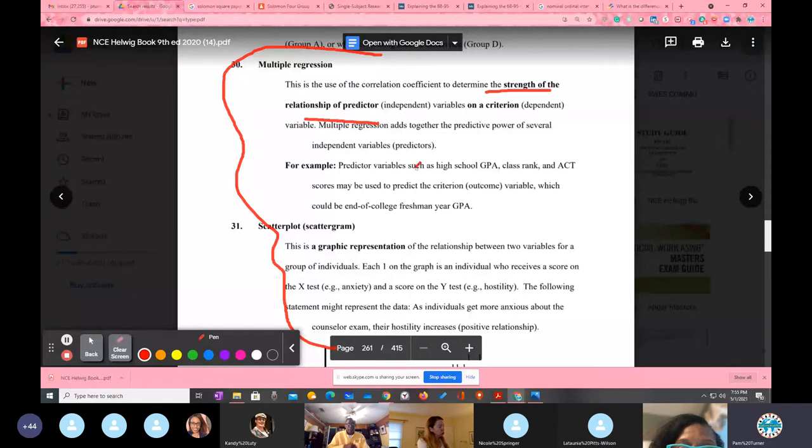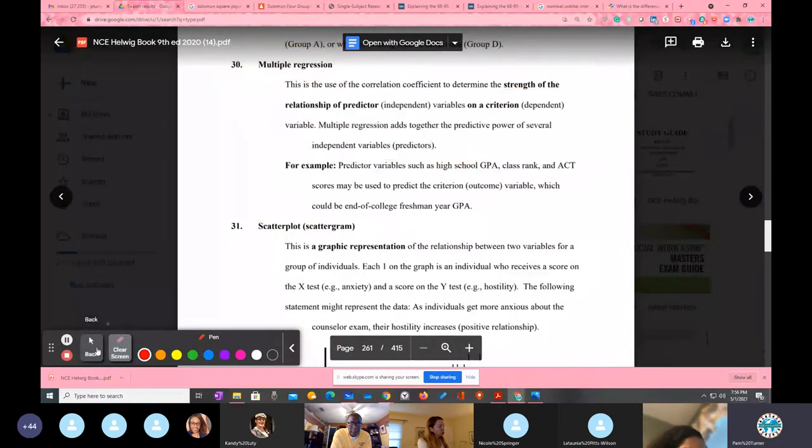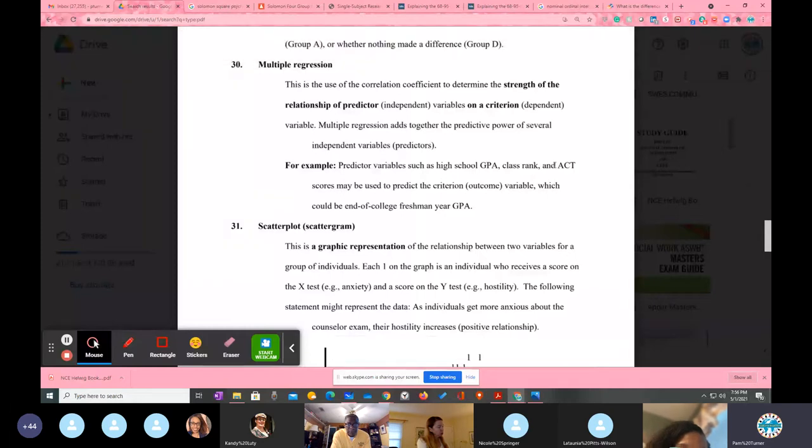So I'm looking at, did these things cause this? Different than regression to the mean. Multiple regression just means, is there a predictor value? Multiple regression adds together the predictive value of several independent variables. Okay, so look at the example they give you. Predictor values such as high school GPA, classwork, and ACT scores may be used to predict the outcome of the end of the year college test, right? So multiple regression, all of these variables.